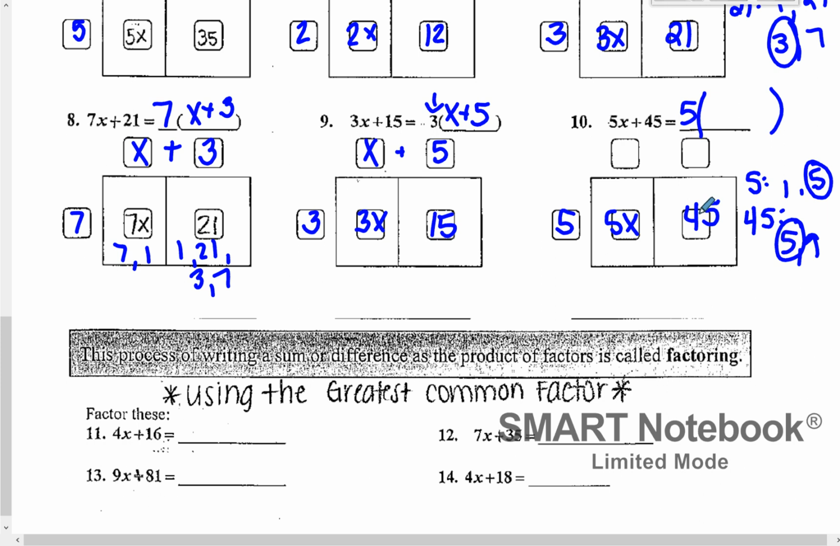Again, I want you to try this one on your own. Okay, and then look up to the video when you are done.